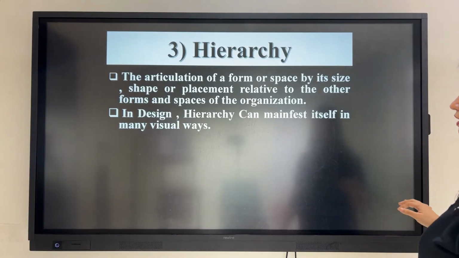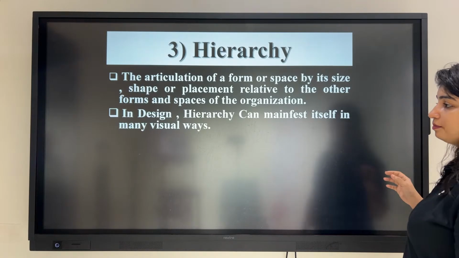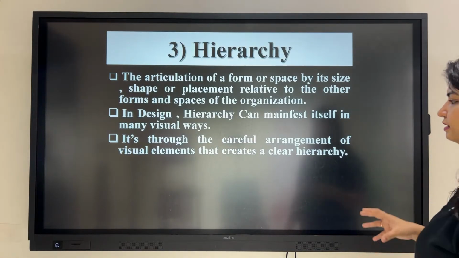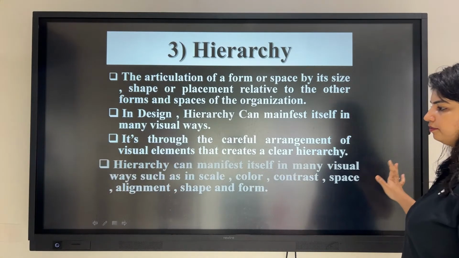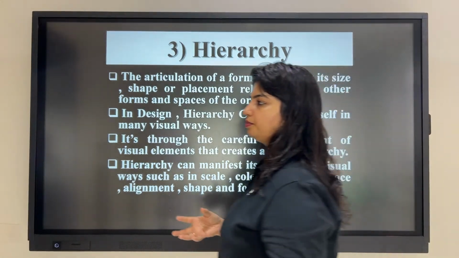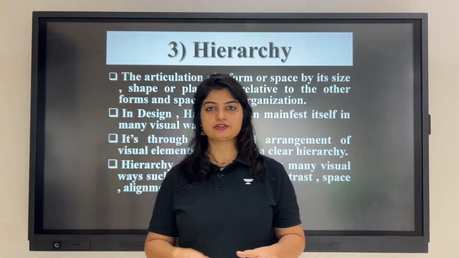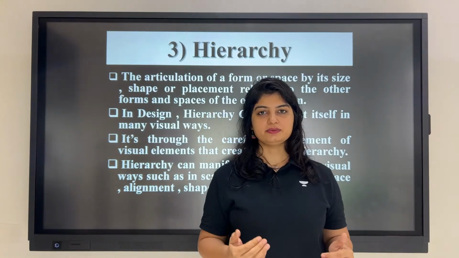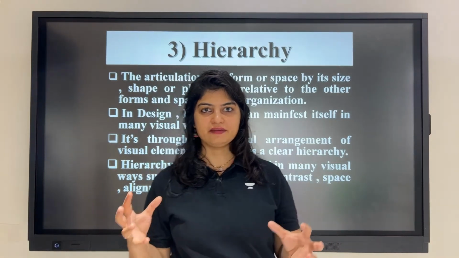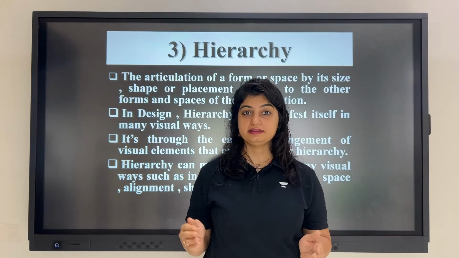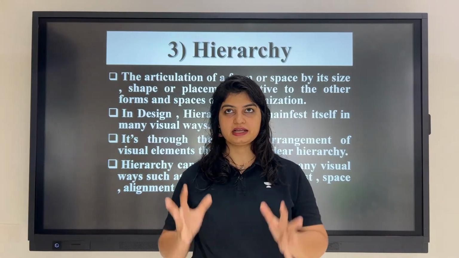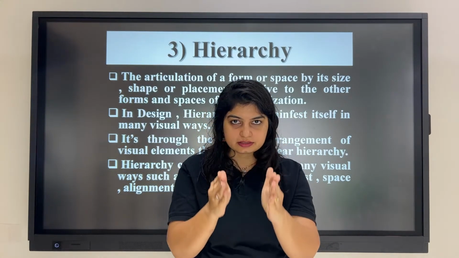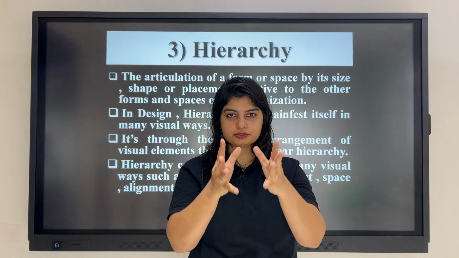In design, hierarchy can manifest itself in many usual ways. It's through the careful arrangement of visual elements that a clear hierarchy is created. It means how you place the elements to actually bring out that visual. Imagine something with a variety of shapes in a decreasing manner, so you see a structure like this: a big one, then smaller, smaller, smaller.